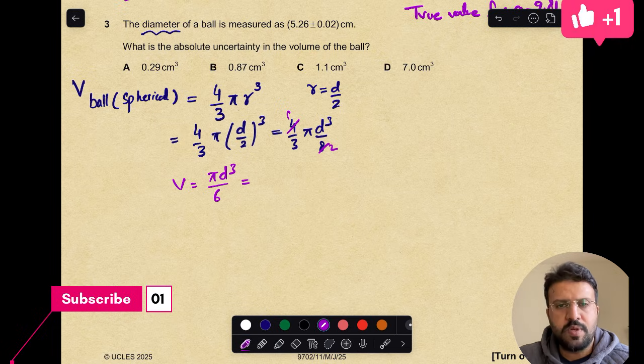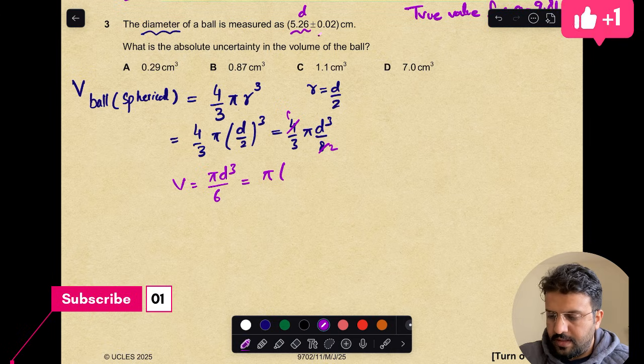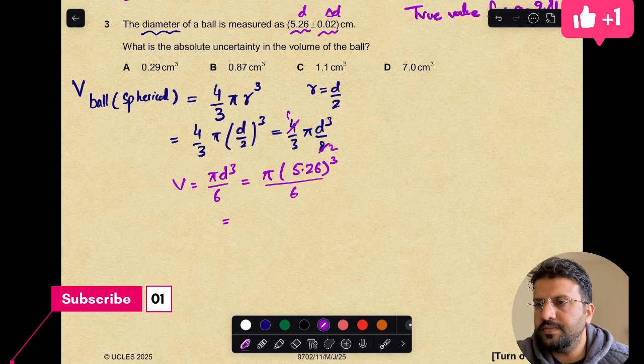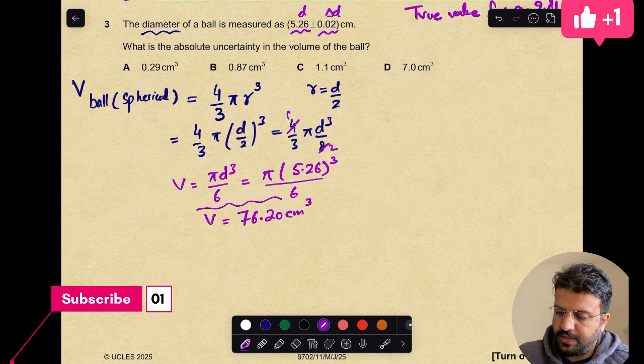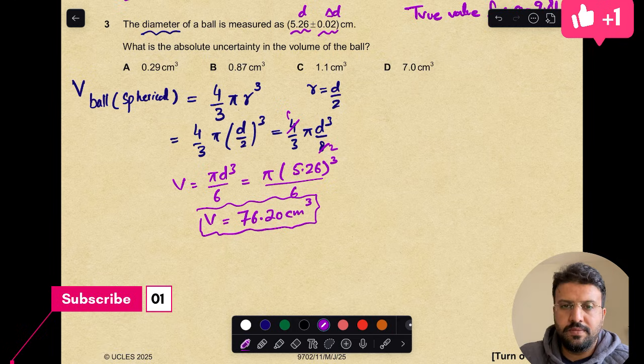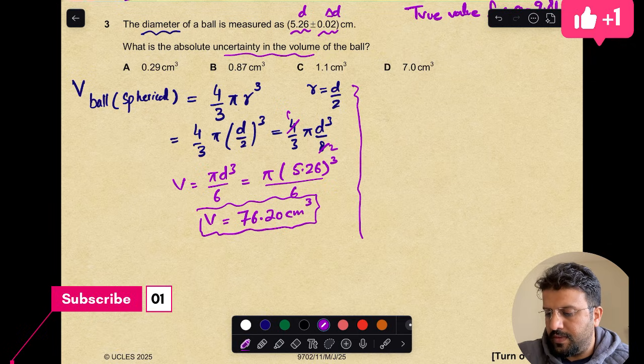Okay, let's calculate the volume, because we are going to need it later on. It's pi times d cubed divided by 6, where d is 5.26 and delta d is the uncertainty. That gives 76.20 centimeter cubed. When you do the calculation, you get this answer for the volume. But what we need is the uncertainty in the volume, right? We need delta V.